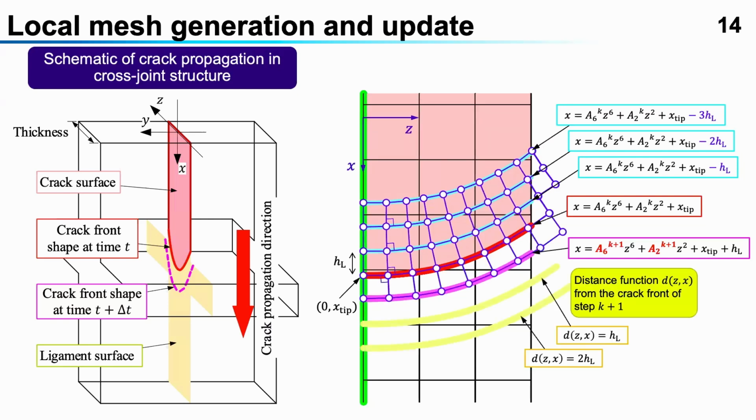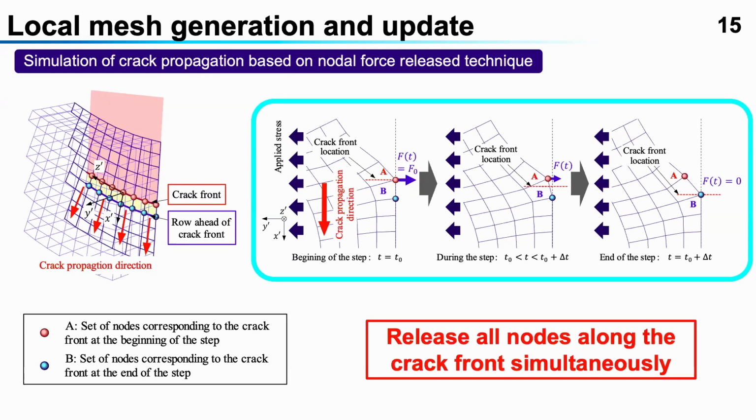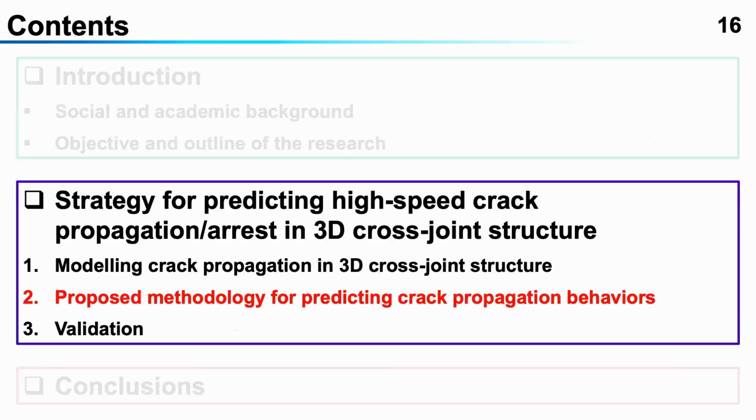And then for the rest of the nodes, we simply use the distance function to locate their positions. And because of the flexibility of the local mesh, when we apply the nodal force release technique, we can easily release all the nodes along the crack front, just like in 2D cases. Yes, so this is the advantage of the S method. Then I will introduce the proposed methodology for the prediction.